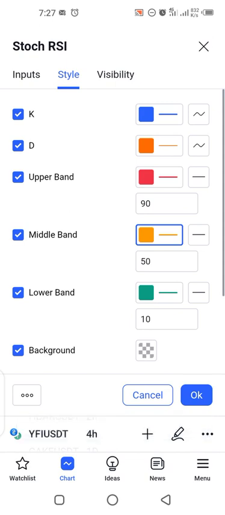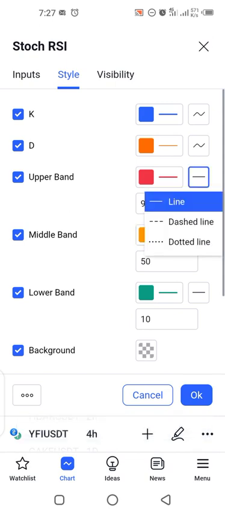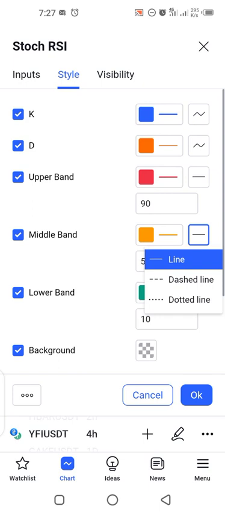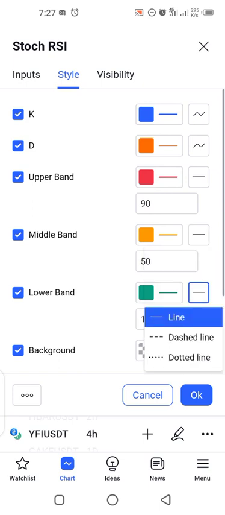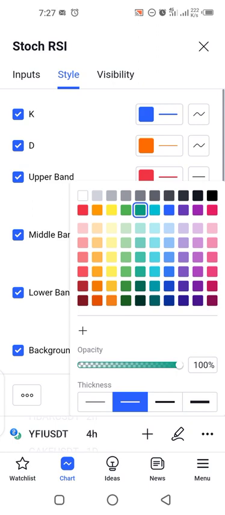Now, on the upper band, you need to choose line. On the middle band, you need to choose line. And on the lower band, you also choose line. So also here on the lower band, I choose green, opacity 100, thickness next line.